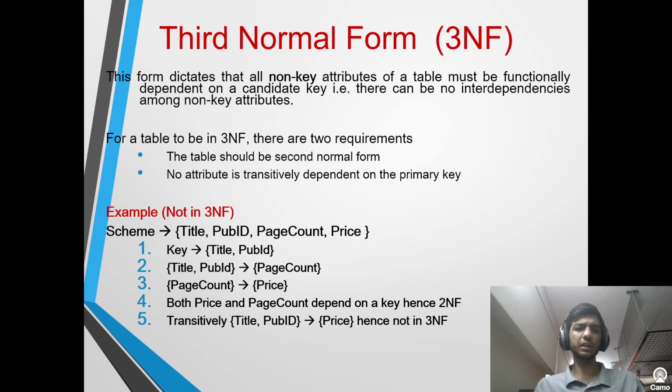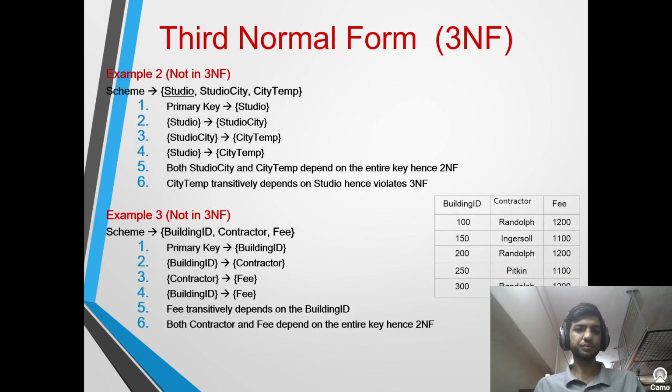Here is an example given, and this is not in third normal form, as both price and page count depend on a key, so it's in second normal form. Transitively, title and pub ID depend on price, hence not in third normal form. A few more examples.